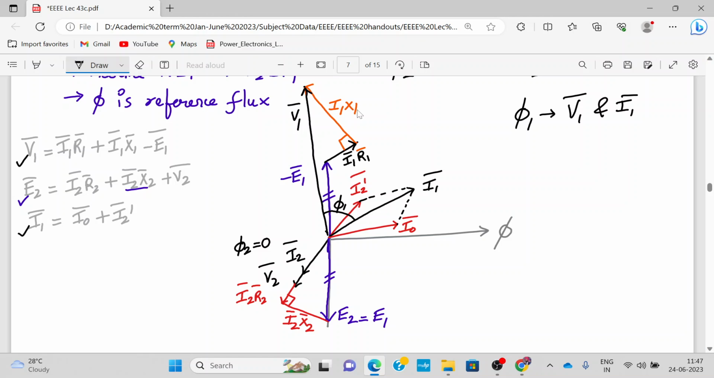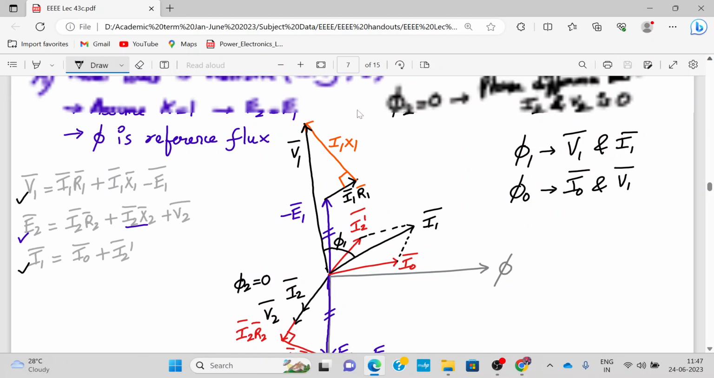Alright. Any doubts here? And we will also have phi 0. Phi 0 is the phase angle between I0 bar and V1. So we can draw that also over here. I don't want to complicate it further. So that's how you start. Alright. So this is how you draw the phasor diagram for the load, resistive load.